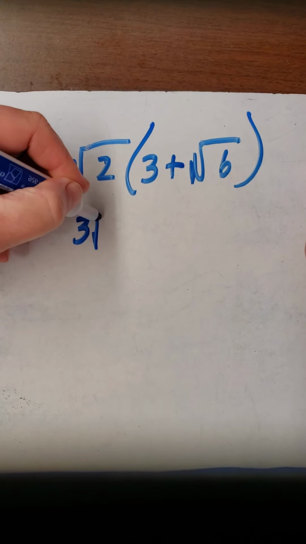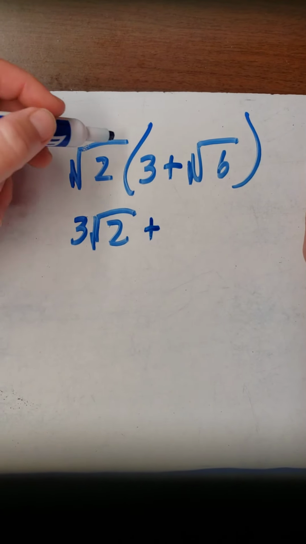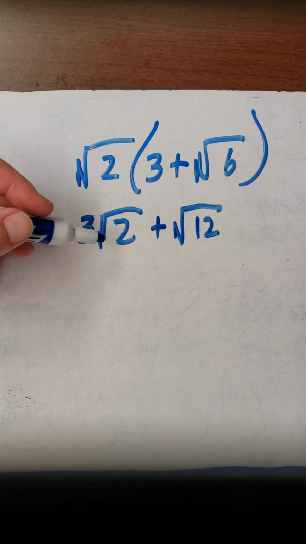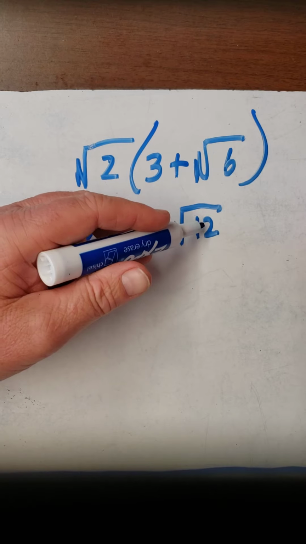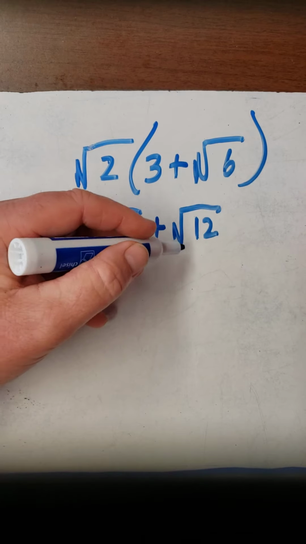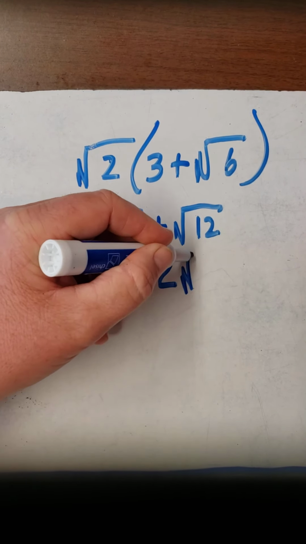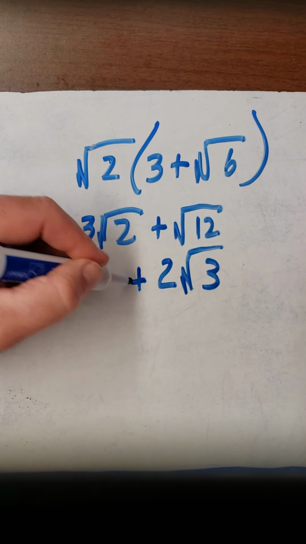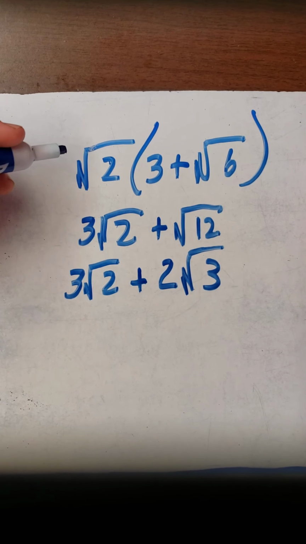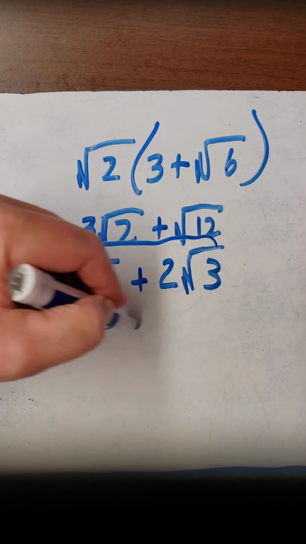So the 3 square root of 2 plus the square root of 12. Okay, and we want to simplify this yet. And we break down 12, 4 times 3, and 4 is a perfect square. So then that becomes 2 outside, and the square root of 3 plus 3 square root of 2. Okay, and that's your answer right there. You can't simplify it anymore.